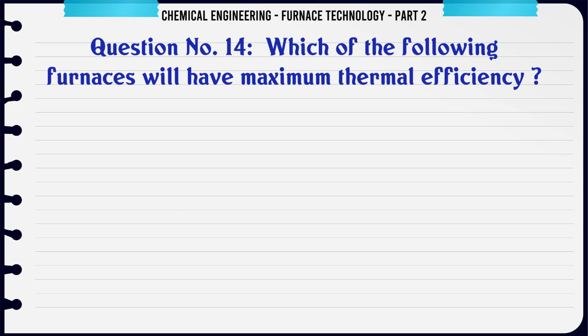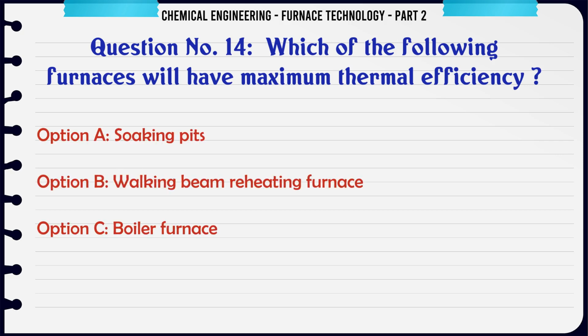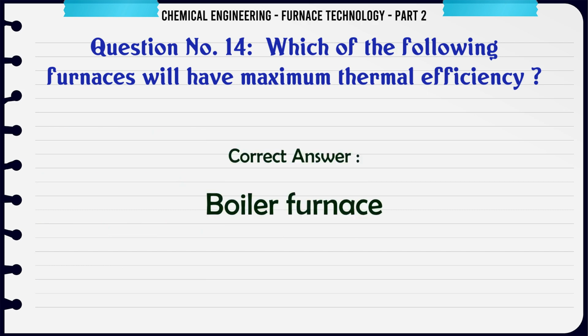Which of the following furnaces will have maximum thermal efficiency? A. Soaking pits. B. Walking beam reheating furnace. C. Boiler furnace. D. Rotary kilns. The correct answer is boiler furnace.